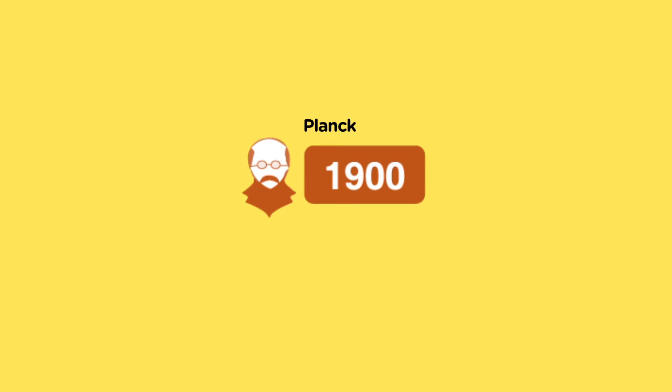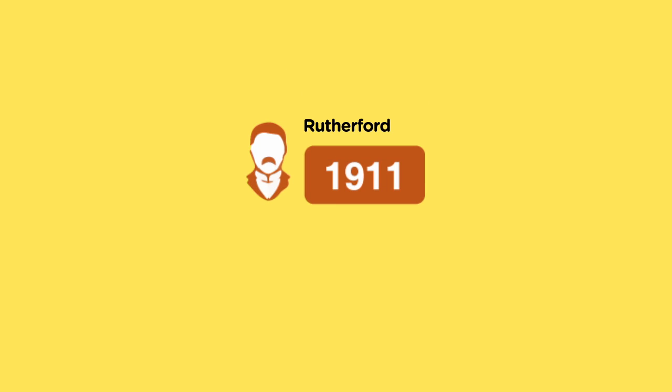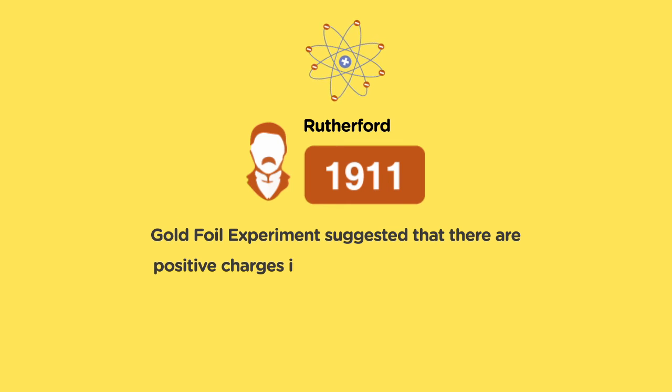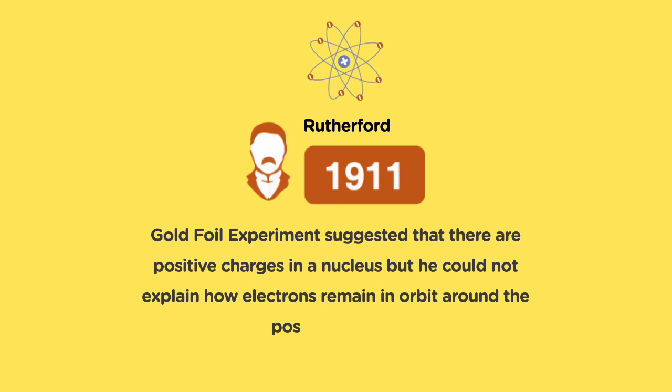But in 1900, Planck suggested a revolutionary theory, which stated that energy doesn't come in waves, but in tiny little packets that we call quanta. In 1911, Rutherford discovered the positive charge in the nucleus. But he couldn't explain the electrons' movement around the positive nucleus.